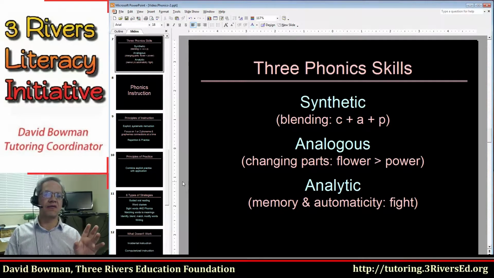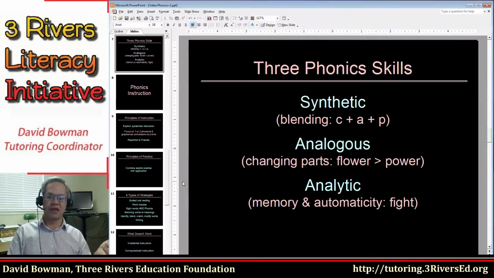Then the second set of skills we call analogous phonics, which is basically where we look at similar letter combinations across words. Like with flower, if we know that OWER is pronounced "hour," then if we find other words that have that same combination of letters, we know it's probably going to be pronounced about the same. So we're comparing the spelling and pronunciation of this word with the spelling and pronunciation of that word to give us clues about how the words are pronounced.